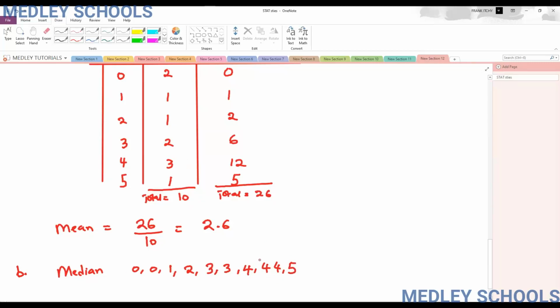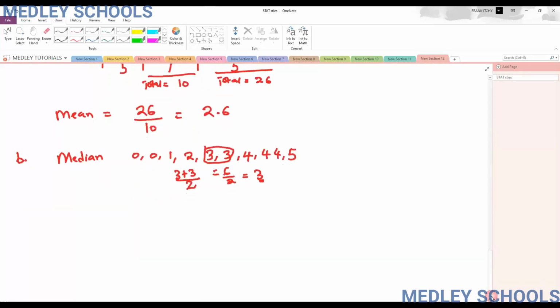So we can find the median directly from here. So the two numbers in the middle are 3 and 3. So we have 3 plus 3 over 2, which is 6 over 2, which is equal to 3. So the median is 3. Now we can also find the median in another way by knowing where the median is supposed to be.